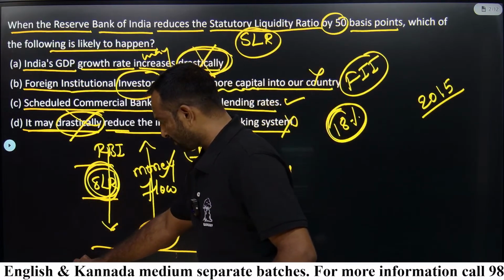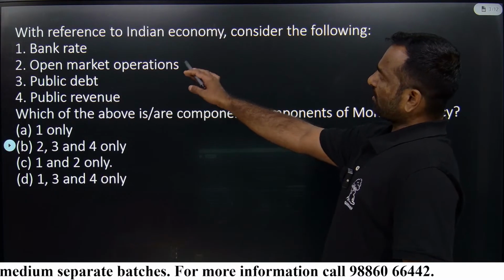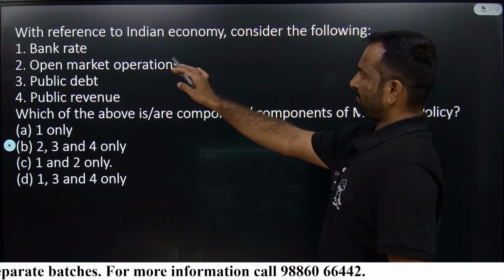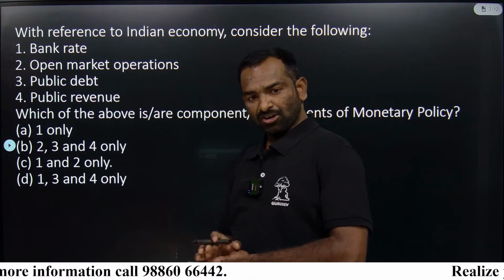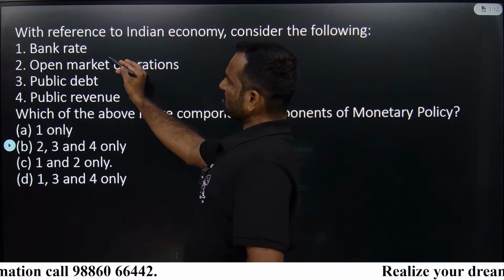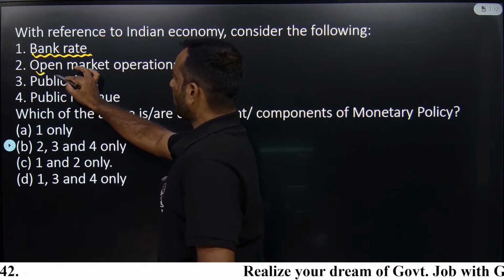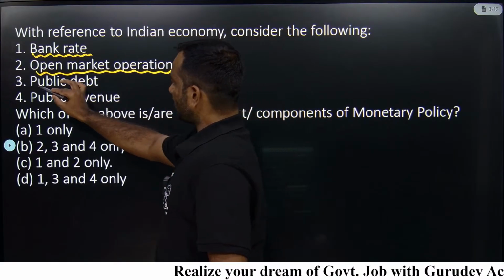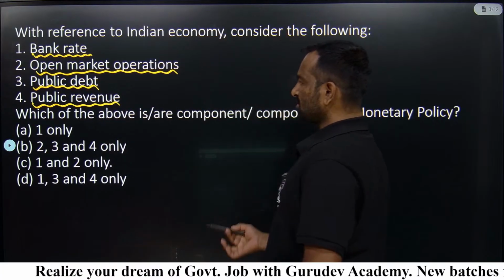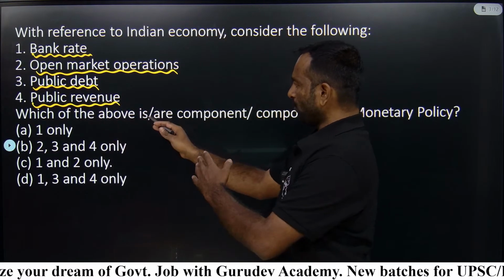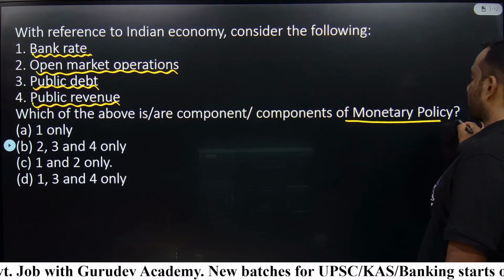Next question. With reference to the Indian economy, consider the following. First one, the bank rate. Second one, the open market operations. Third one, public debt and public revenue. And what is the question? Which of the above is or are the components of the monetary policy?